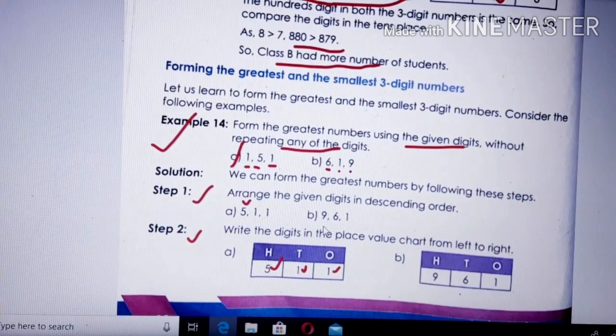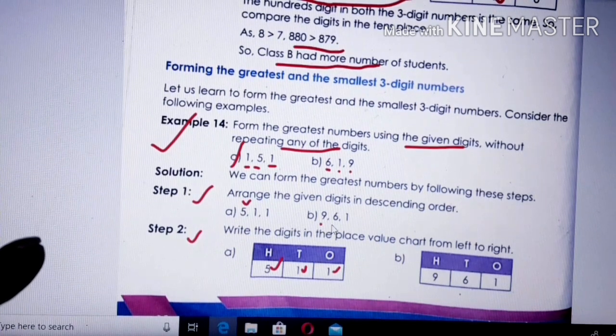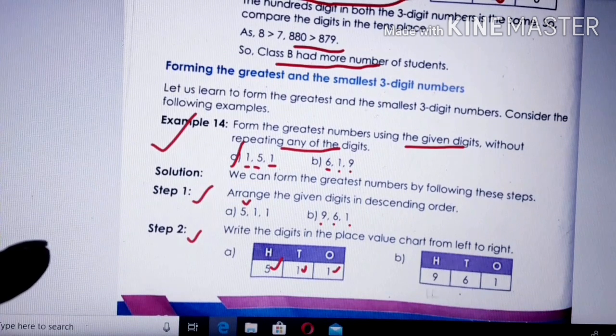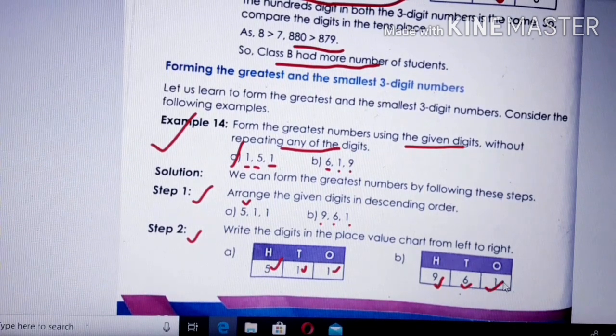You arrange them in descending order, greatest to smallest. First comes 9, 6, 1. Now place them in the place value chart. You will get the number 961. What greatest number have you formed with these digits? 961. Is it clear how to form the greatest number using the digits and without repeating?